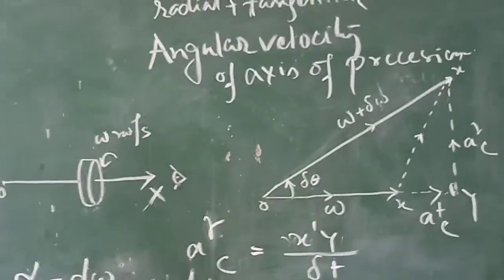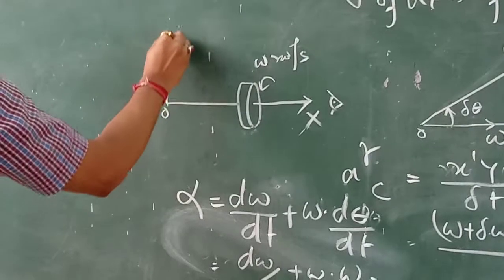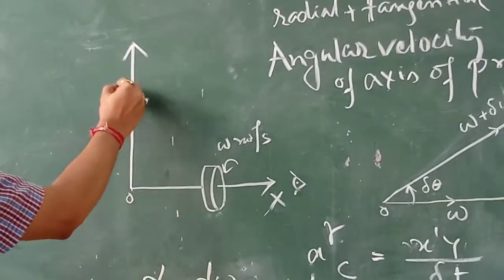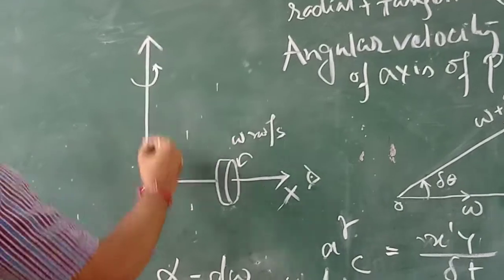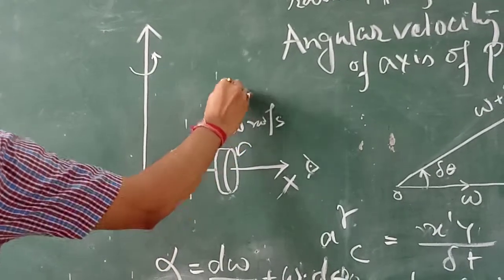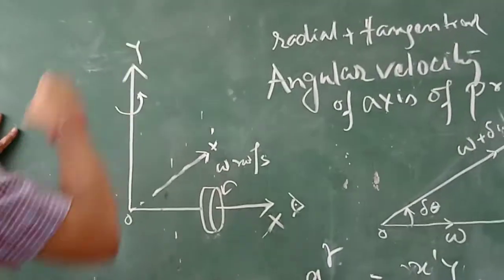Angular velocity of the axis of precession. So what is this axis of precession? This axis of precession is perpendicular to the axis of spin, and whenever it is rotating, this is also assuming a new position, OX. So this is the function of the axis of precession.